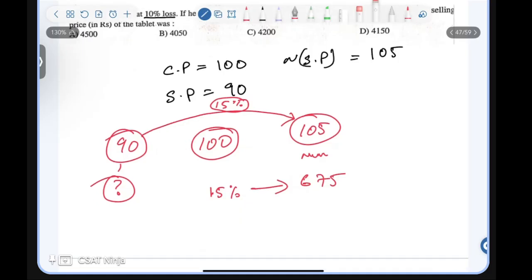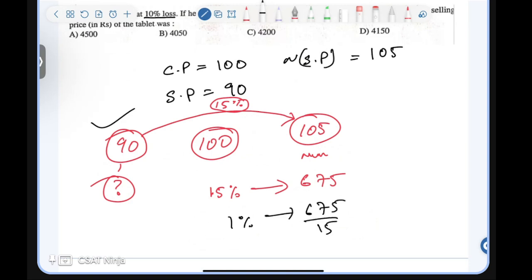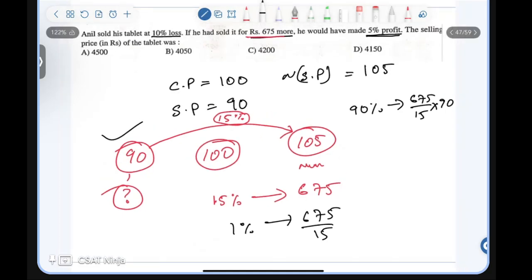What do we need to find? We need to find the actual selling price, which is this one. So 1% is how much? 675 divided by 15. Which means we need it for 90%. So 90% is how much? 675 divided by 15 into 90. So if we simplify this, we'll get the answer. The answer will be this one, okay? So you cross check. I'll leave that for you.